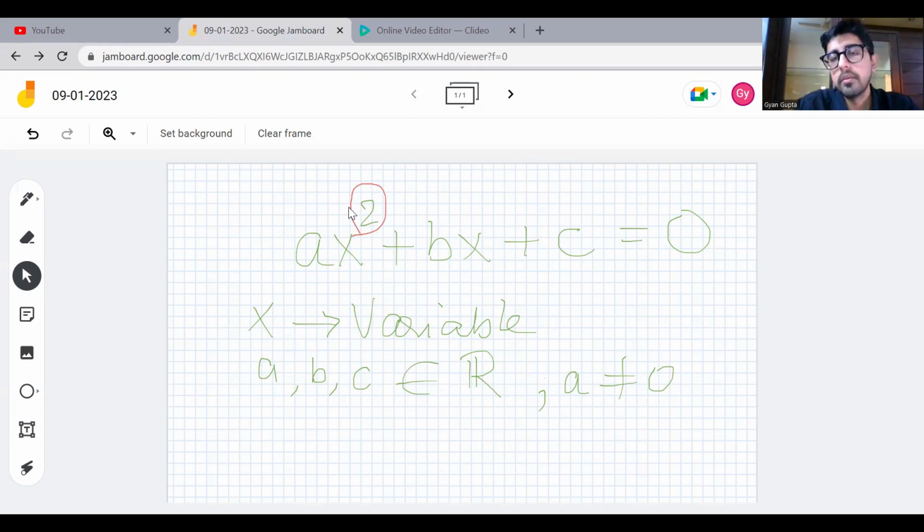x is a variable. By variable, I mean x can take any value, such that if x is 1, the equation becomes a plus b plus c is equal to 0. a, b, c are constants. They are fixed. Now, let us understand what we mean by roots. Another way of stating the same thing is zeros. Roots or zeros of a quadratic equation are values of x such that this equation holds true.